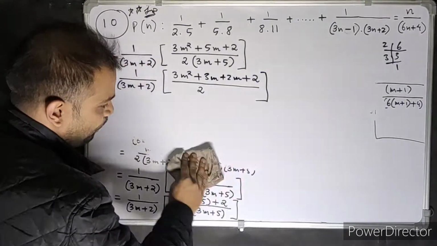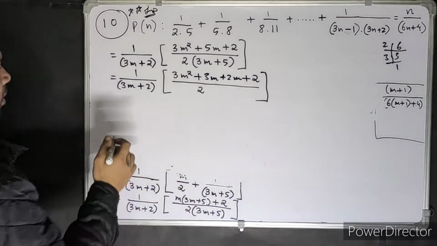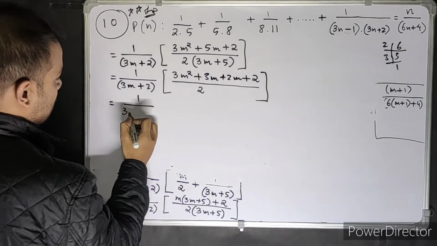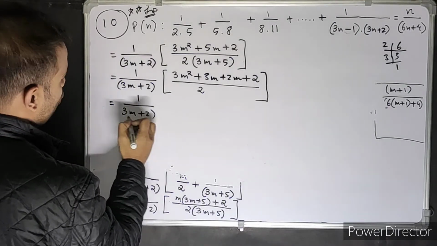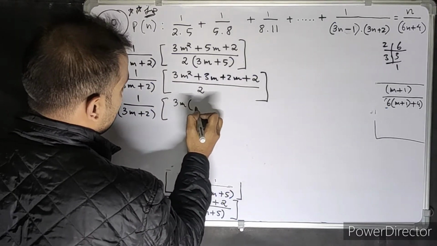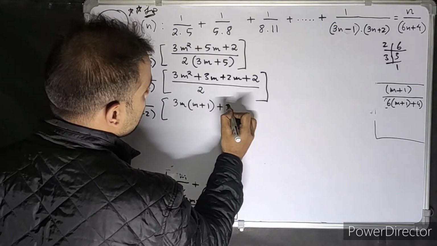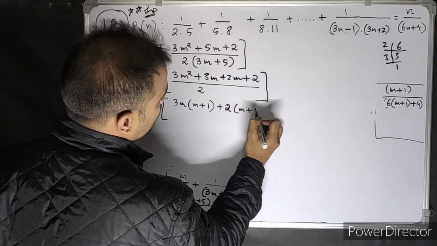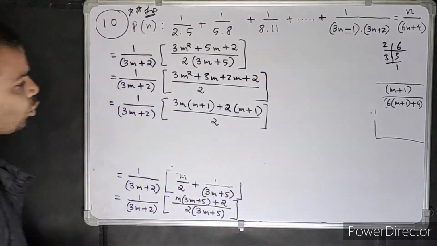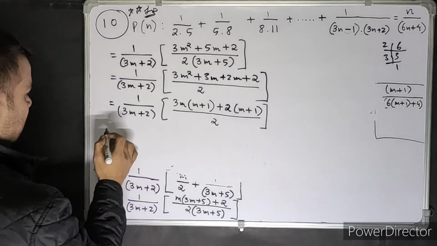Now the next step is very simple. Just take out the common from there. 1 divided by 3m plus 2. Okay. Now from here this is 3m. Okay. m plus 1 plus 2. m plus 1. Okay. Whole thing divided by 2. From here what to do? Next step. The next step is very simple.